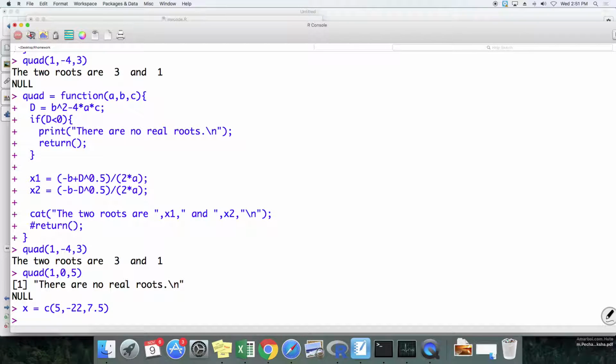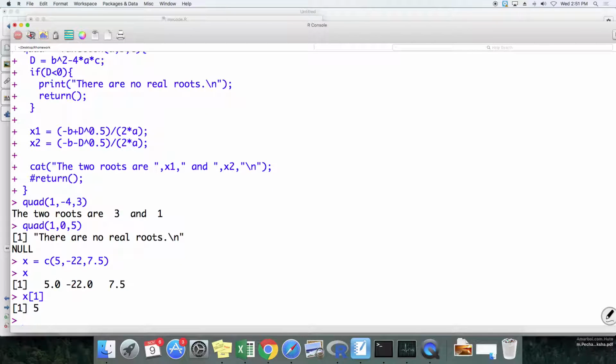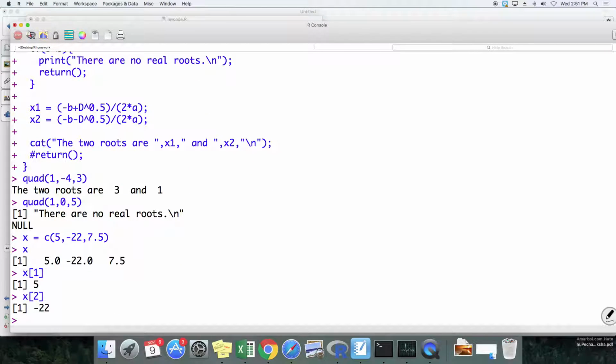So suppose x is this. What's the first element of x? x third bracket 1, it's 5. What's the second element? Minus 22. What's the third element? 7.5.